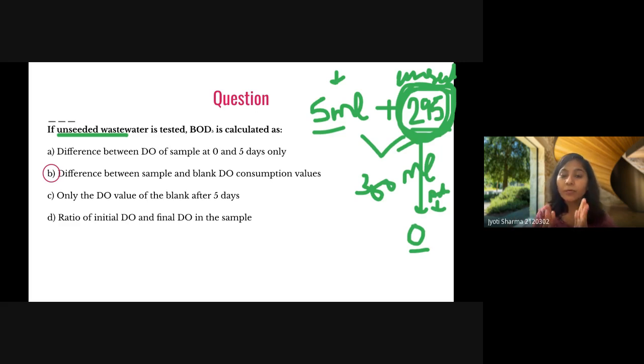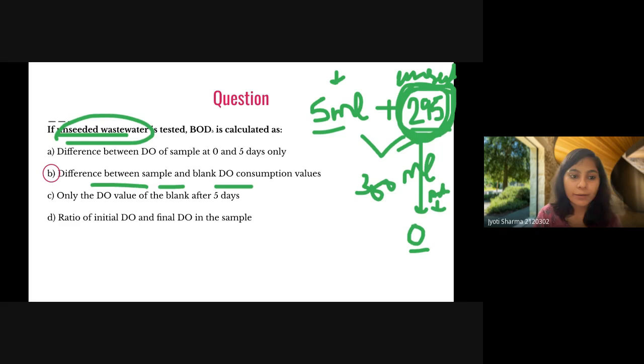Whenever we are diluting our wastewater with water, it may be that the water itself has some BOD. If that water itself has some BOD, then this will be the seeded, and if it doesn't have BOD of itself, then this will be the unseeded. So here we are talking about the unseeded wastewater. Here it is just the difference between sample and the blank DO consumption values, right?